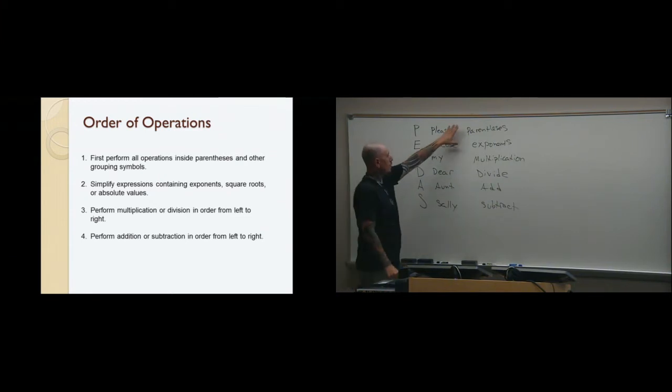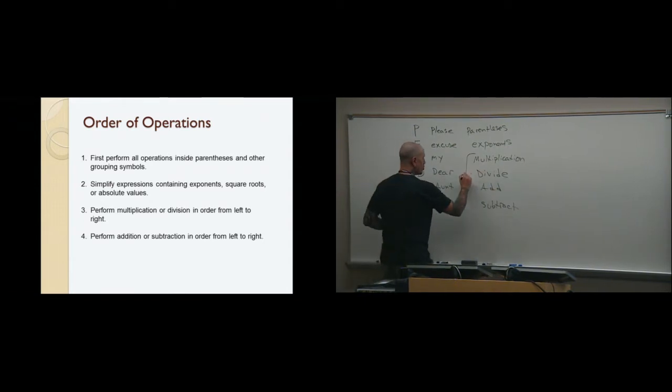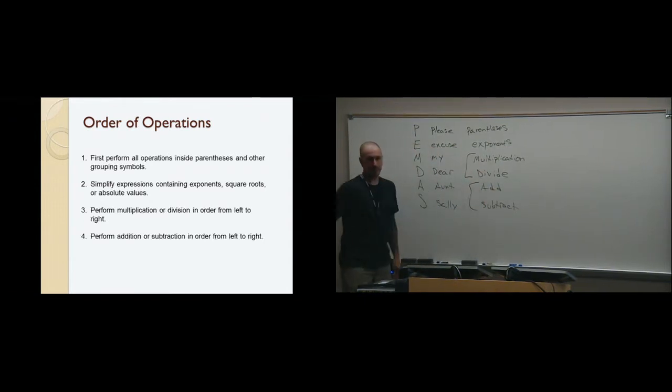It is true that we have to perform the operations within grouping symbols first, and that one of those grouping symbols is parentheses. So that first part doesn't bother me so much. The second part isn't too bad. After we evaluate all operations within grouping symbols, we would evaluate the exponents, the roots, and the absolute values. It's this part that drives me nuts.